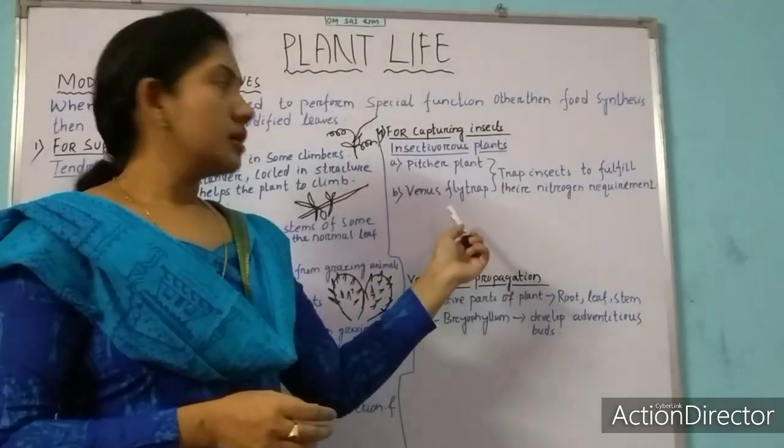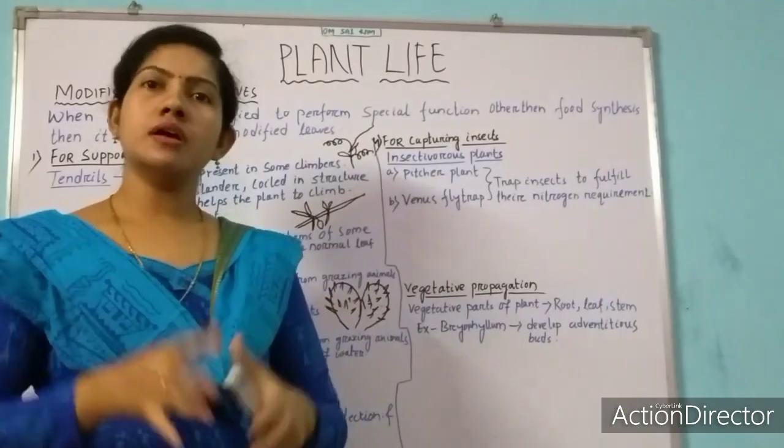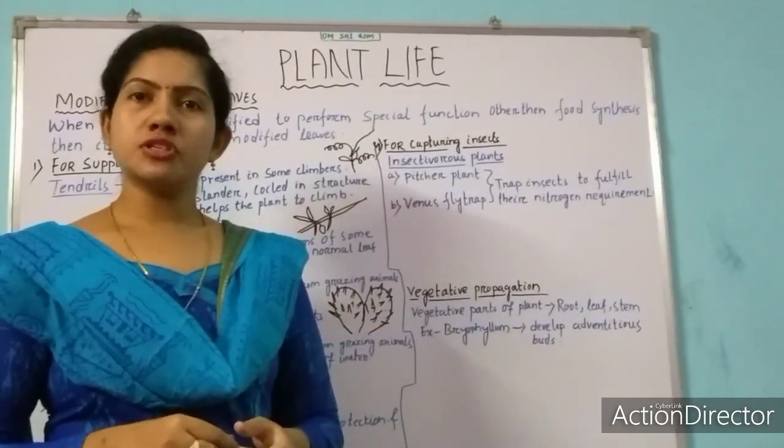If we take examples of insectivorous plants, there are some others also: pitcher plant and Venus flytrap. These are very common examples. Also, sundew is another insectivorous plant.